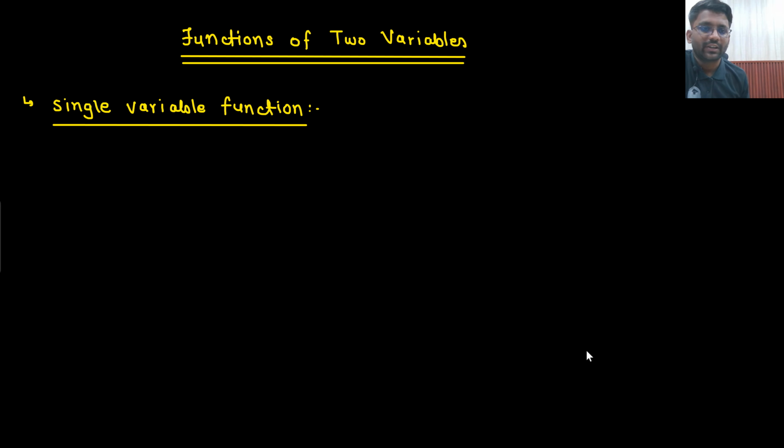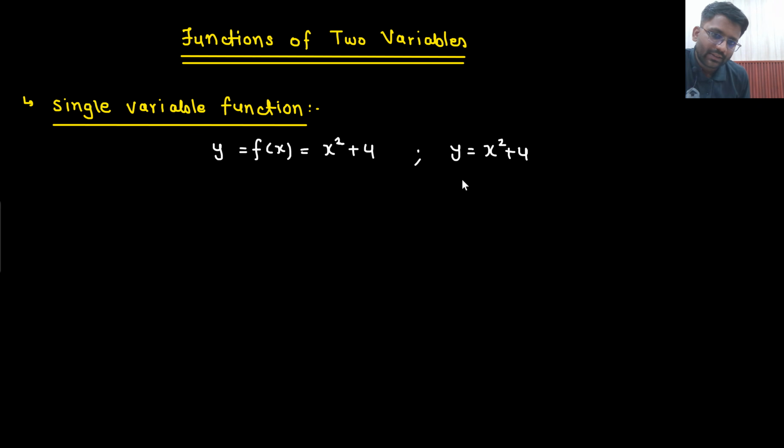So till this point what we studied? We studied that there was a function of x, let's just say x square plus 4, which we used to call y. So y was nothing but x square plus 4. What we used to do is say that at x equals to 1, y will take the value 1 square plus 4, that will be 5. At x equals to minus 2, y will take the value minus 2 square plus 4, 8, right?